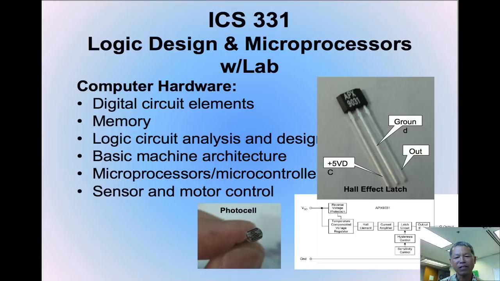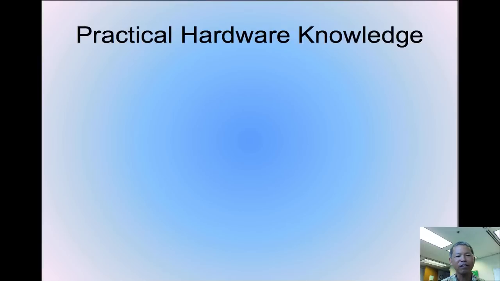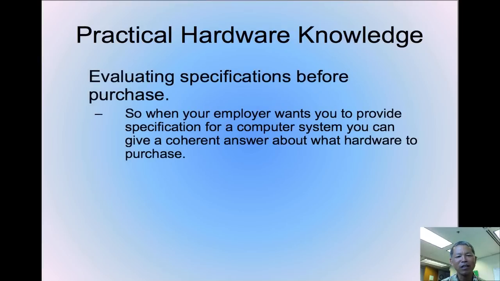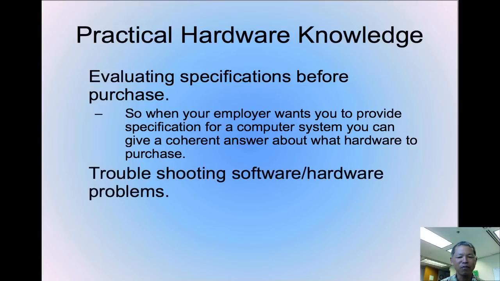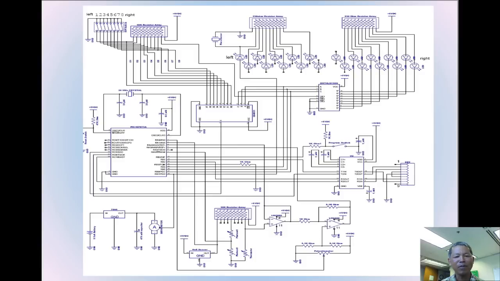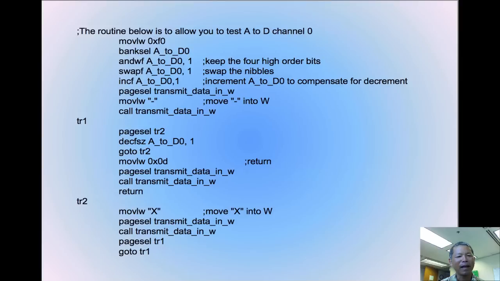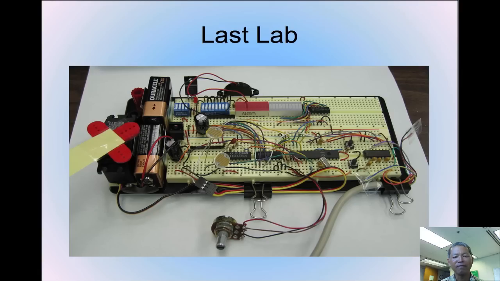Some of the sensors and motors that we have: in sensors, we have the photocell, and we have a Hall effect cell which detects magnetic fields. And you're going to get some practical hardware knowledge, so you'll be able to evaluate specs before you do some purchasing and do some troubleshooting of software and hardware problems. And in the lab, you'll be able to read the spec and build that project. And you'll be writing the code in assembly language. And then finally, this is the last lab you'll be building.